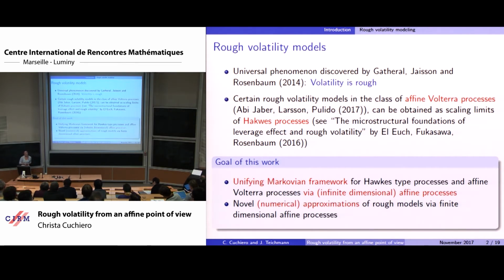And the goal of our work is to unify this and to show a Markovian structure, because as Martin pointed out, all these models are not Markovian, but by passing to some infinite dimensional affine process, we can actually show this Markovian structure. The goal is to unify these Hawkes type processes together with these affine Volterra processes, and finally to have also some new numerical approximations of these rough volatility models via finite dimensional affine processes.